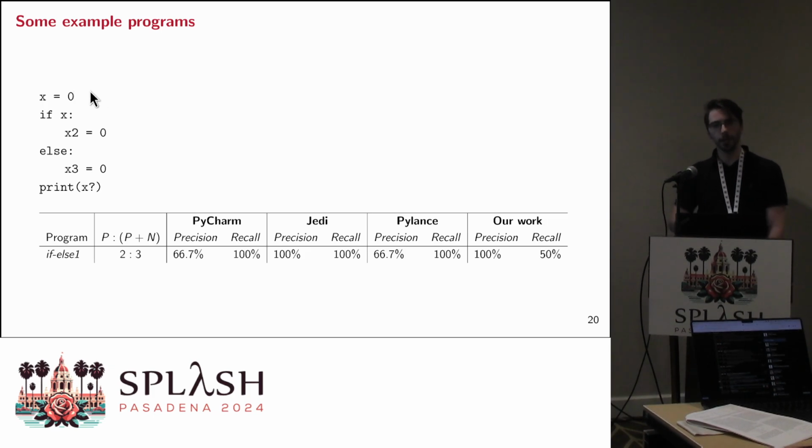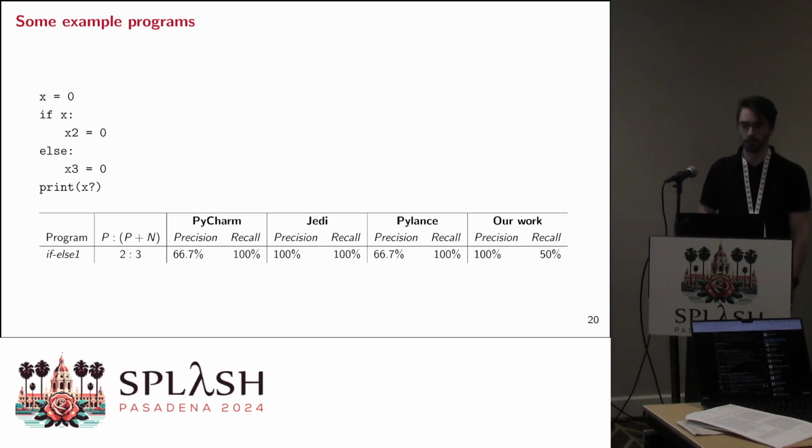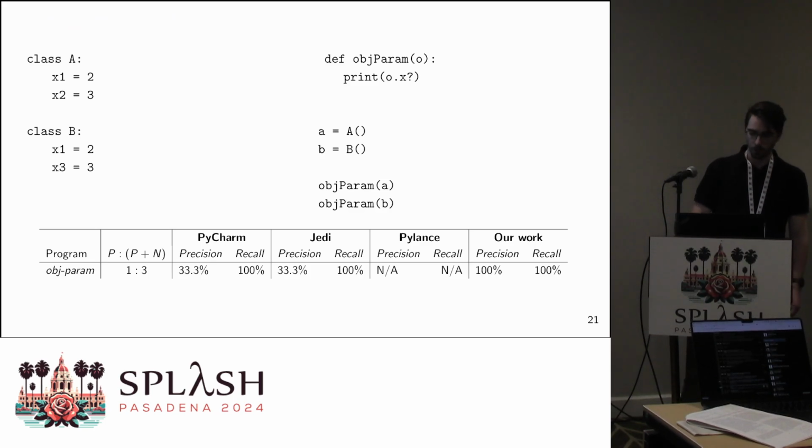We can adapt that by using a more complex abstract domain. Here we have a more complex program where it really shows the dynamic nature of name binding in Python. So we can have two classes. We have a simple function which takes in an object and then does an access on that object on a field x. And then at this cursor, we do a completion.